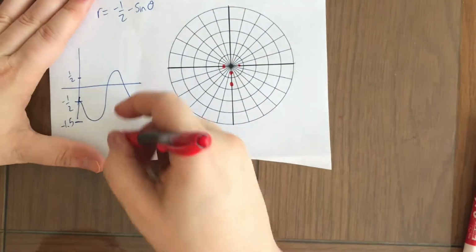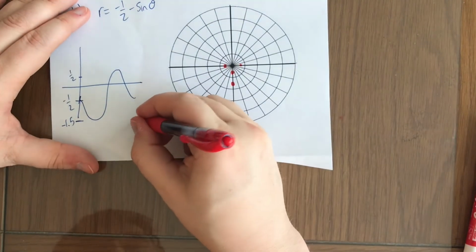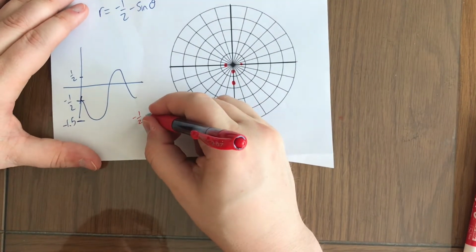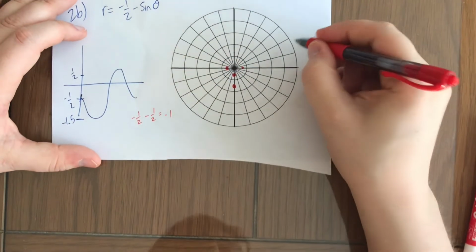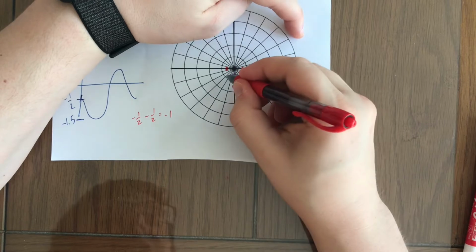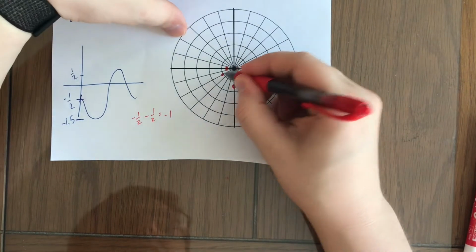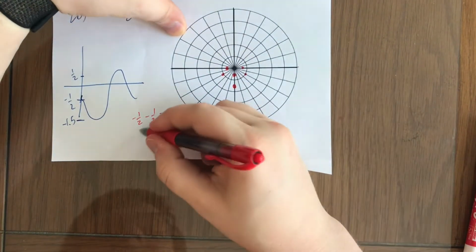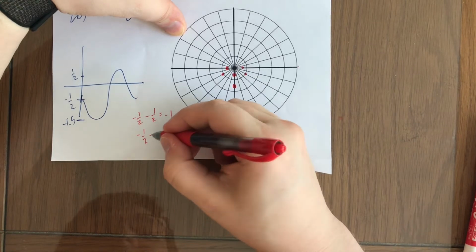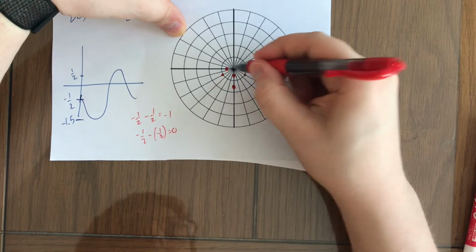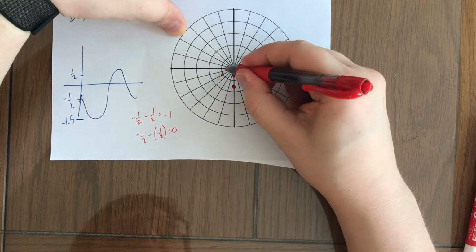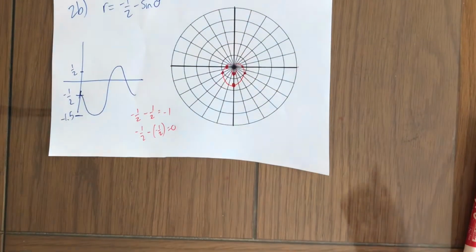Next, we need to do a plus half of b, so I'm going to have negative 1/2 minus a 1/2, so that's going to equal a negative 1. So when I'm at this angle right here, I'm actually plotting a negative 1. Same thing over here, plotting a negative 1. Then I will do a negative 1/2 minus a negative 1/2, which is going to actually be plus. That's going to be 0. So this gives us an inner loop, and there we have it.